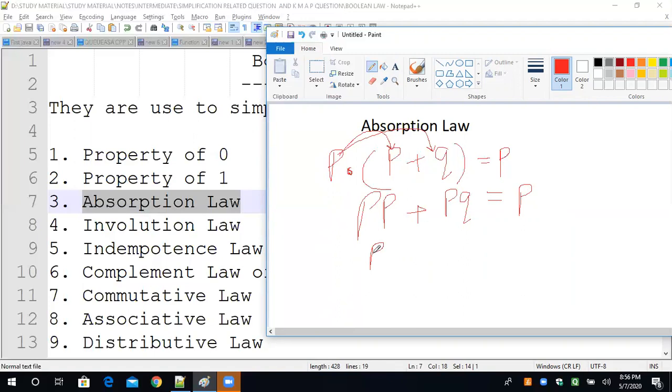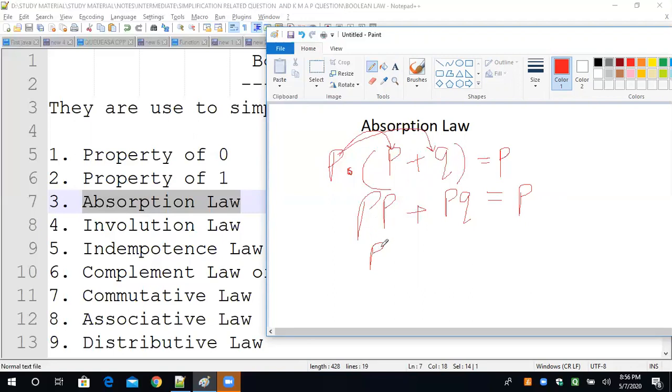If you don't understand this absorption law, please don't worry about that. After completing all the laws, you will understand better, because in this some preceding laws are used, and some later laws are also used here. Understand? So just a moment.